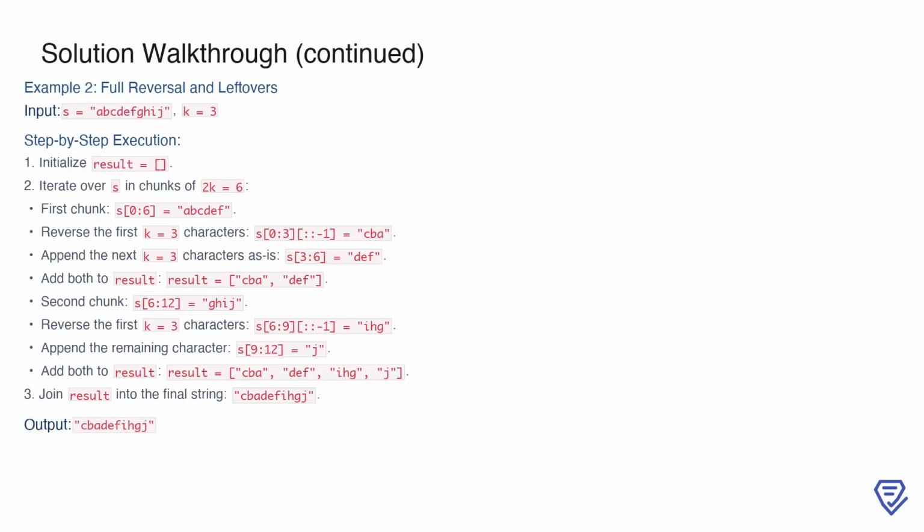Starting with the first chunk, s[0:6] equals abcdef, we reverse the first three characters abc to get cba, and append the next three characters def as they are. Adding this to result gives result equals [cba, def].